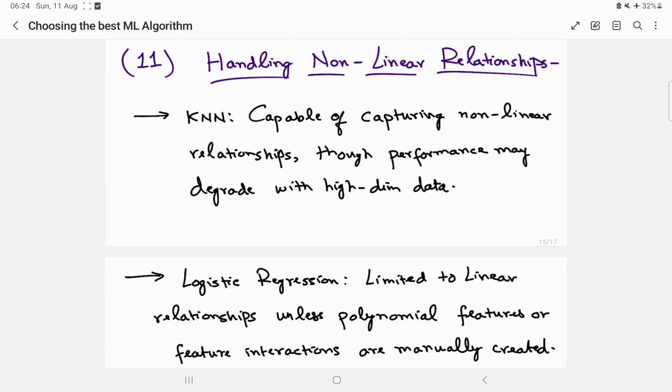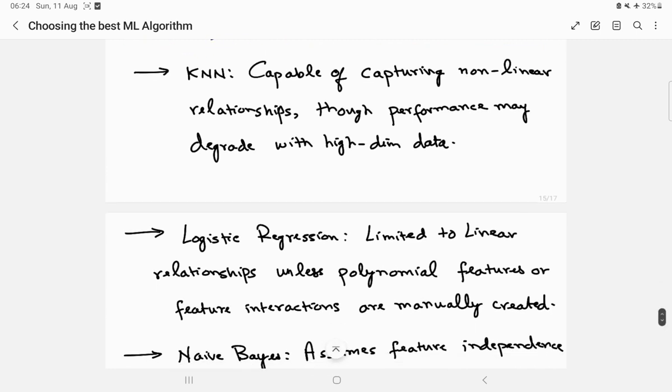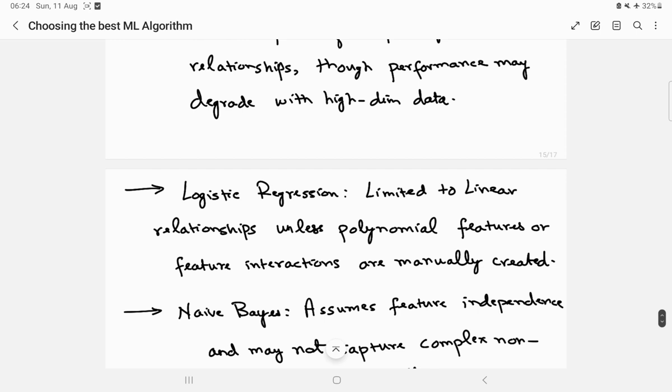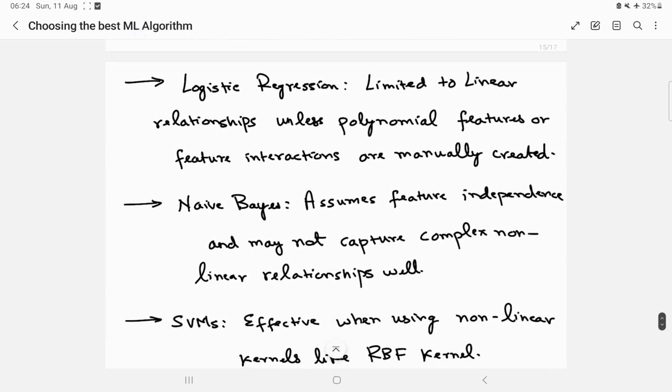This is the ability of an algorithm to model and capture complex and non-linear relationships between the features and your target variable. KNN is very much capable of capturing non-linear relationships, though the performance may degrade as we have more high dimensions or more features in our data. Logistic regression is limited to linear relationships unless we explicitly use polynomial features or feature interactions, based on manual creation or some sort of feature engineering, to make it work with non-linear relationships.